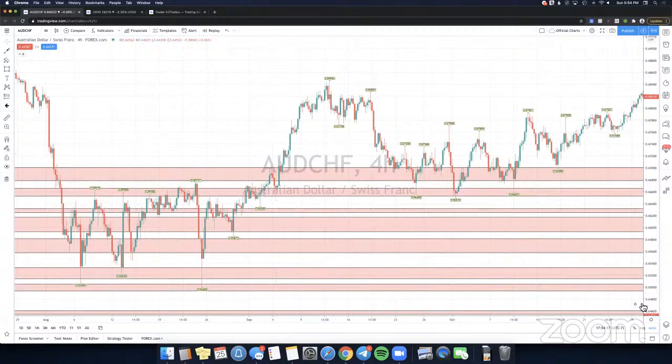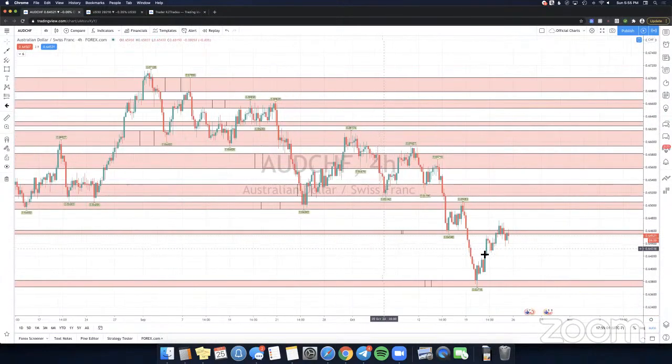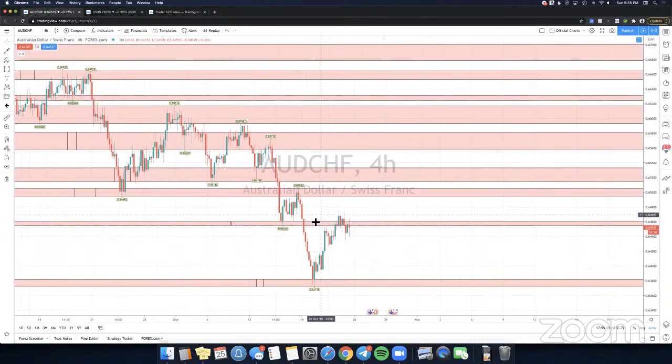So I'm going to go back to where price currently is. The closest upper zone right here is going to be 0.64604, and this lower zone down here is going to be 0.63822. So we have 5 minutes until this candle closes.